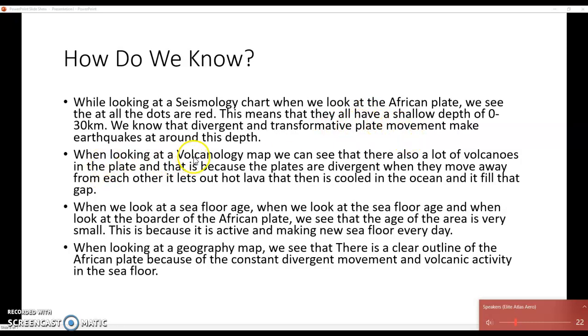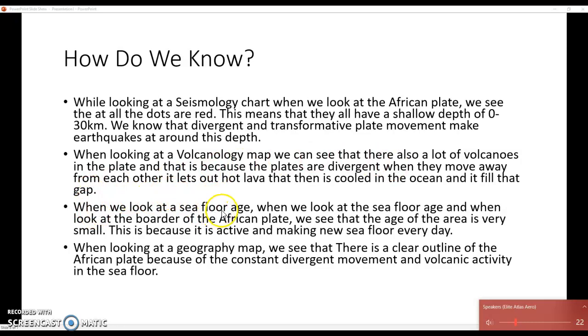When we look at a volcanology map, we see that there are a lot of volcanoes on the borders of the plate. And this is because in divergent movement, the plates are moving apart, and this opens up space for volcanic matter to come up into the ocean. But really, most of the time, it doesn't go anywhere, and all it does is cool, and it turns into more earth, and it just fills the holes.